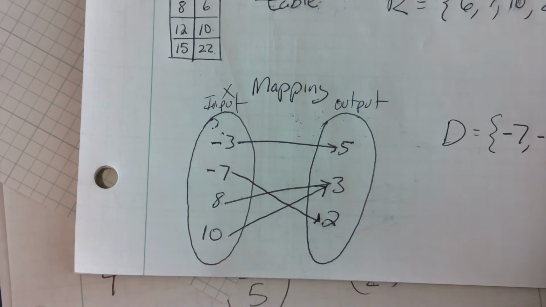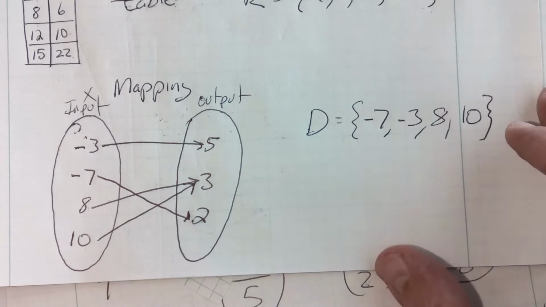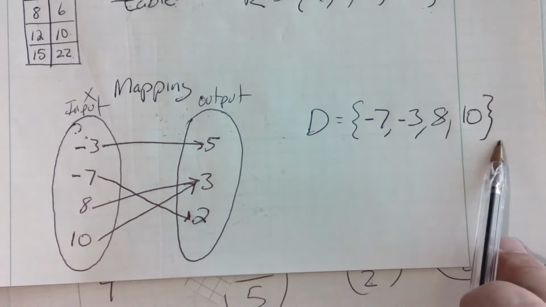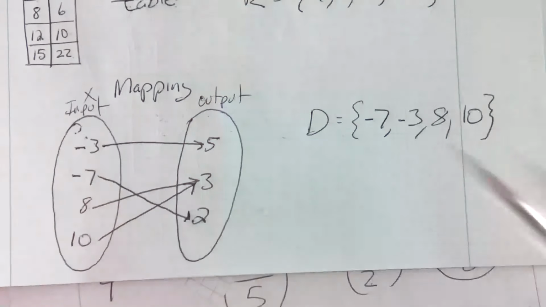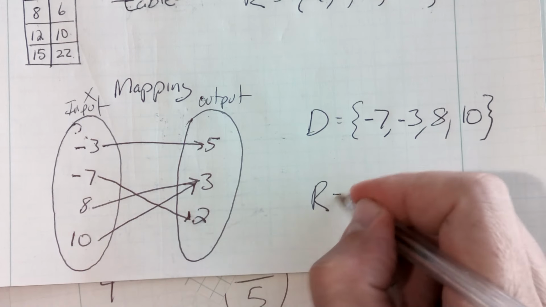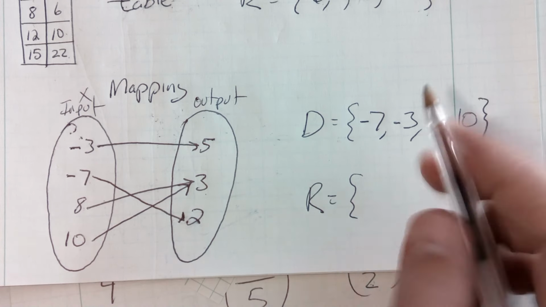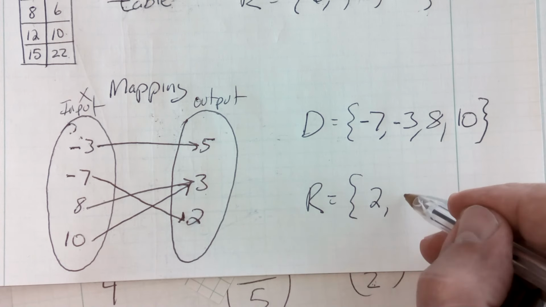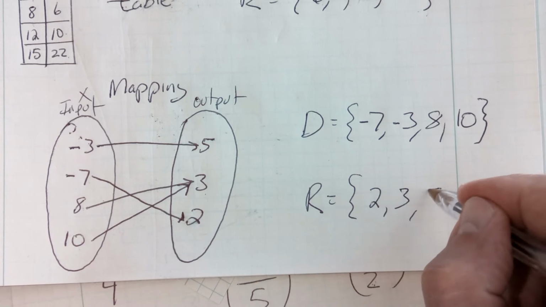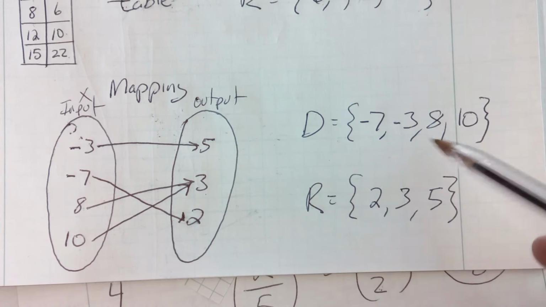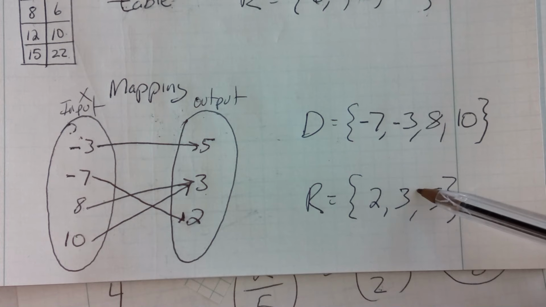And you can't see that because I slid over too far. So my domain are these values that are in this bubble. My range are the values in the second bubble, which are the smallest ones, 2, then 3, and then 5. And I want you to notice that the domain and range here do not have to have the same number of values in it. They don't.